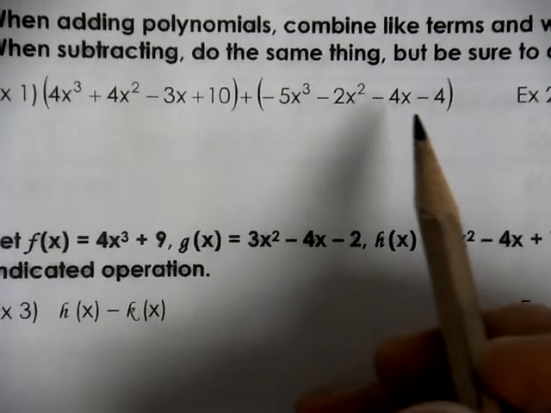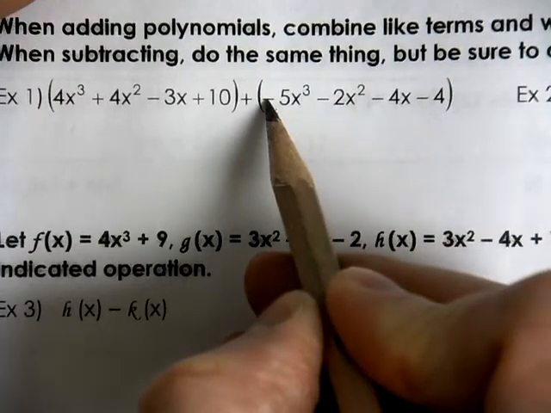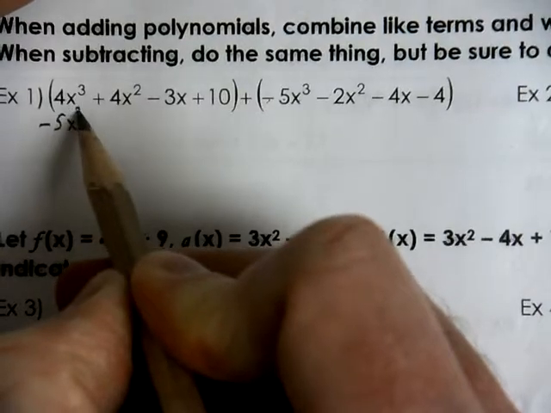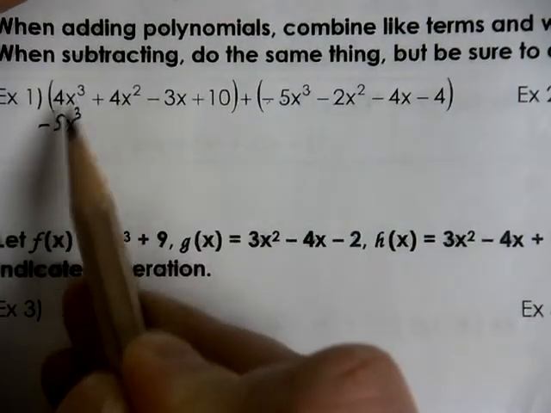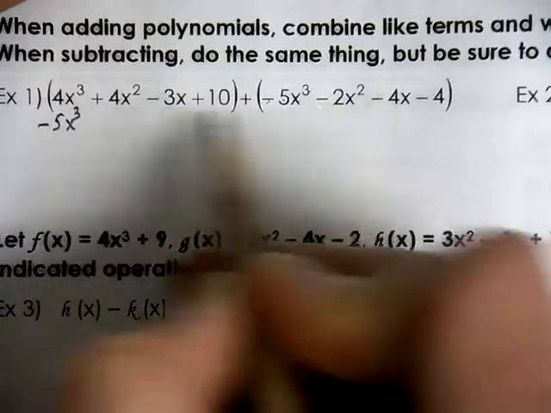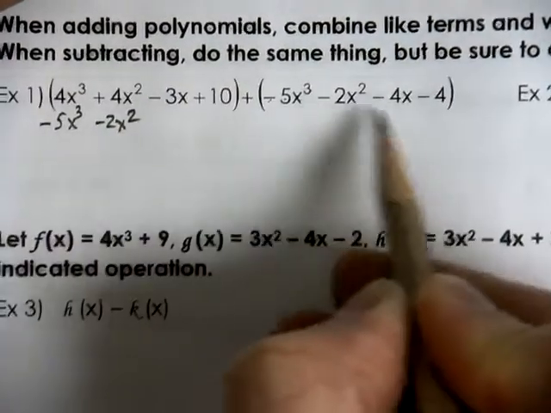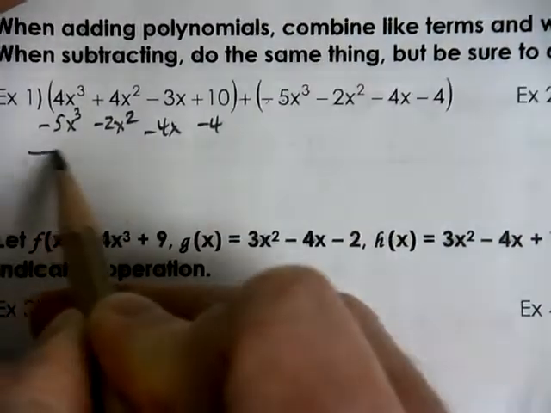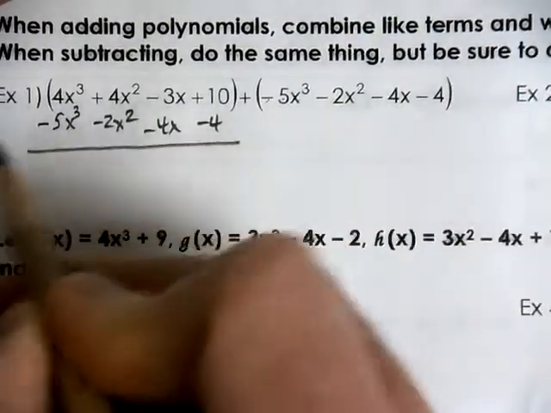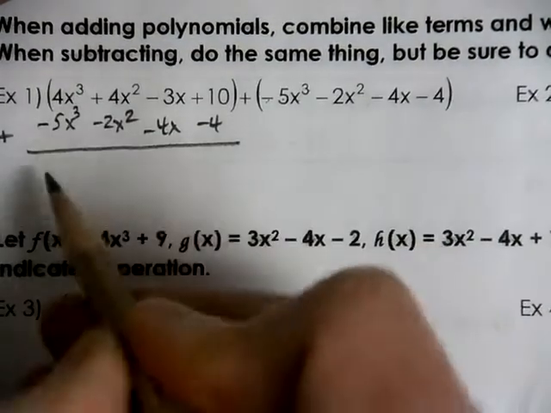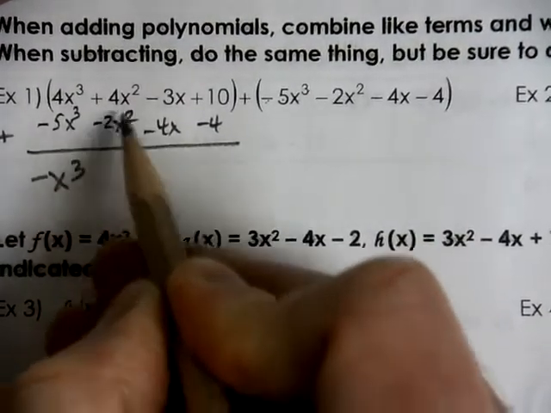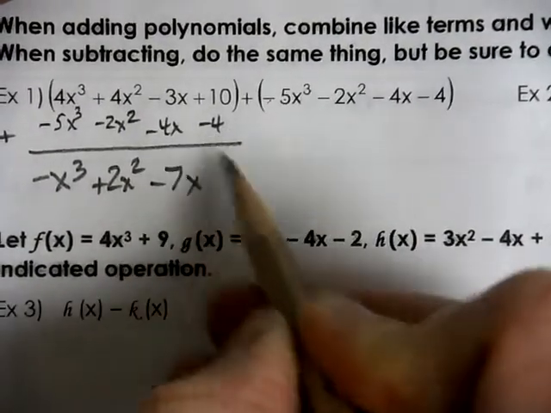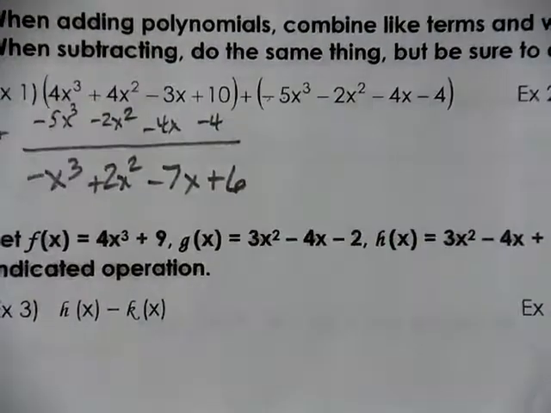parentheses really aren't needed. So if you would like, you could take your negative 5x cubed and you could write that underneath the x cubed with the first polynomial, and the negative 2x squared, the negative 4x, and the negative 4. These happen to all be negative, but we're adding them. We're just collecting like terms. So this is going to be a negative x cubed, a positive 2x squared, negative 7x, and a plus 6.